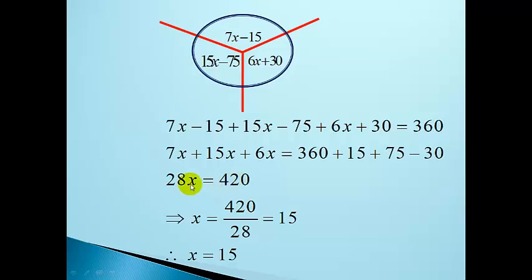Now because we are solving for x, we divide the left hand side by 28. And when we divide the left hand side by 28, we are left with x. This is equal to, when we divide the right hand side 420 by 28, we have 420 divided by 28, and the answer is 15. Therefore x is equal to 15. That is the value of x is equal to 15.